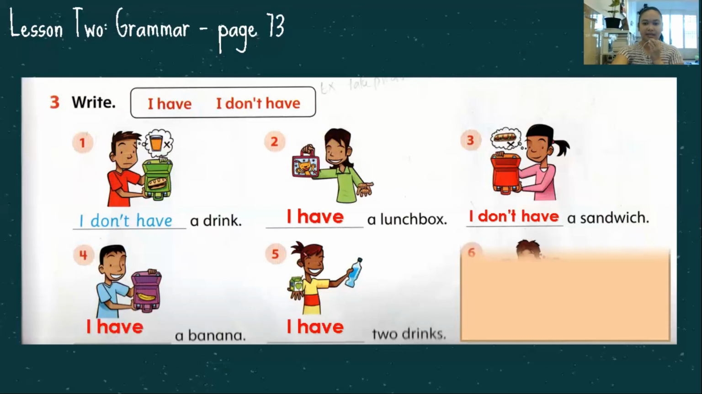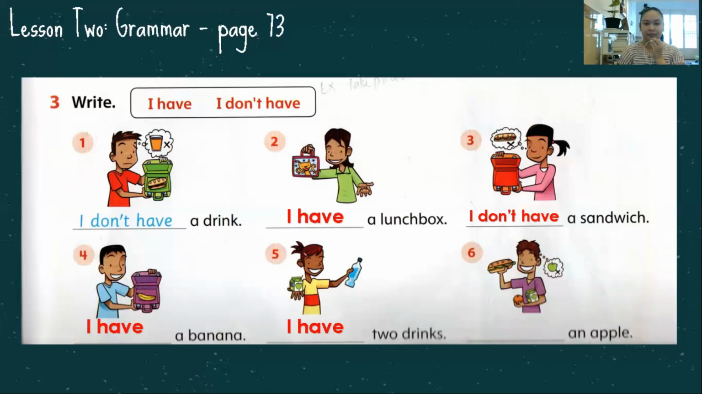Let's move to number 6. Look at the picture. An apple. Is it I have or I don't have? Write your answer. All right, let's check. The correct answer is I don't have. Yes, look at the picture. It has an X mark. That means I don't have. I don't have an apple.